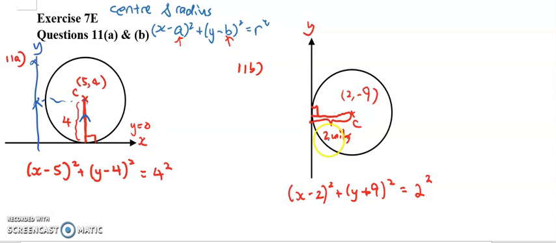In question 11b, the radius is perpendicular to the y-axis. That means it's going to be parallel to our x-axis. So we can count the number of x units from the y-axis to the center, which will be our radius, 2 units.